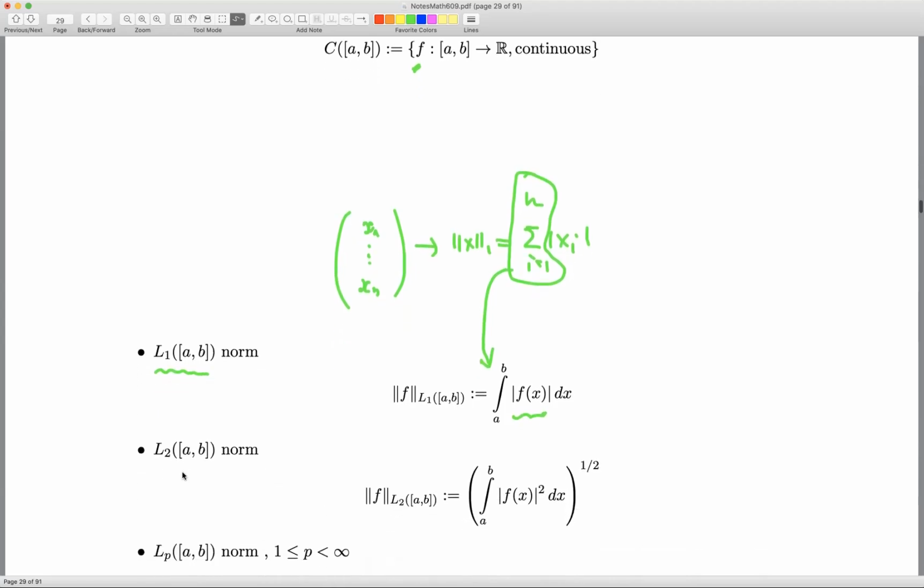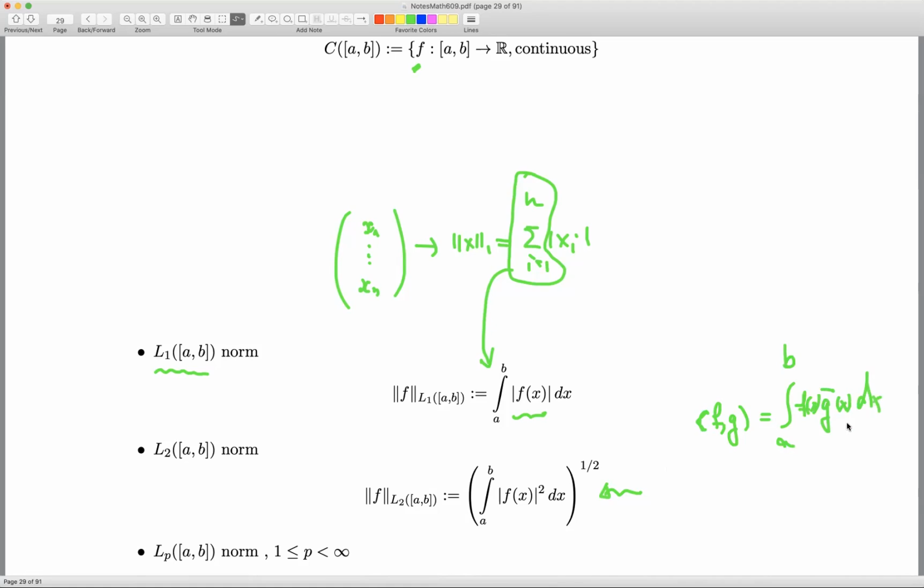Now, if we look at the norm in the space L2, then this is the integral from A to B of the absolute value of f of x to power 2 dx, and then everything raised to power 1/2. This norm is the norm that is given by the inner product. You remember that in L2 we have an inner product, that if we have two functions or equivalence classes f and g, then the inner product is the integral of f of x times g bar of x dx.